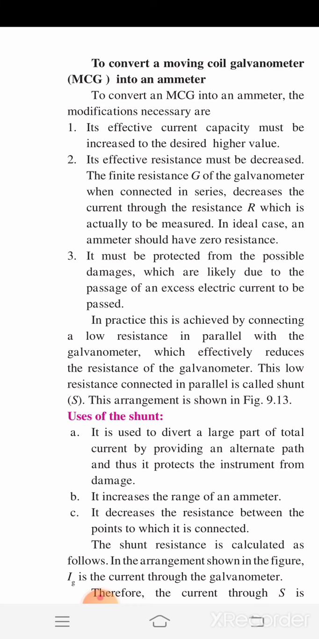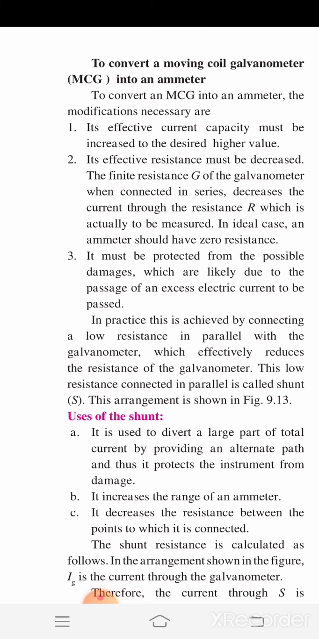The first modification is that its effective current capacity must be increased to the desired higher value. Its total current capacity must be increased. The total current capacity of the MCG can be increased up to the desired higher value, so that we get a total effective current which is the largest current. Due to this modification, the MCG converts into the ammeter.